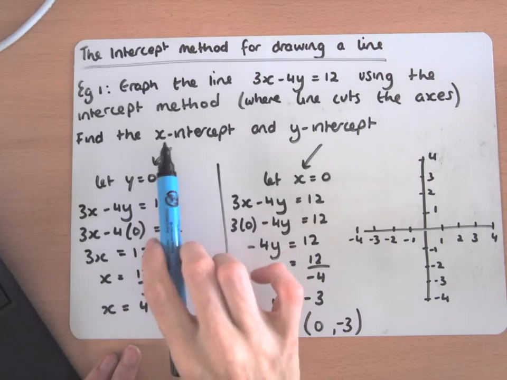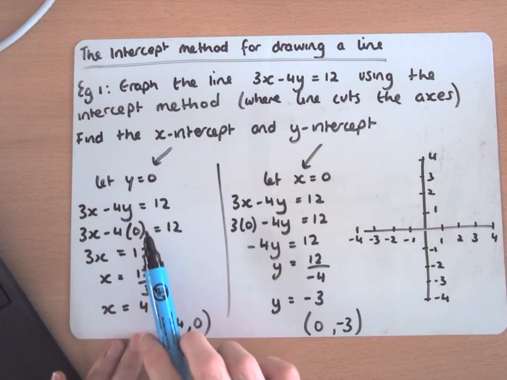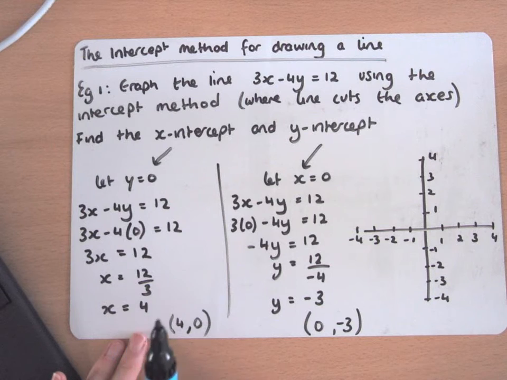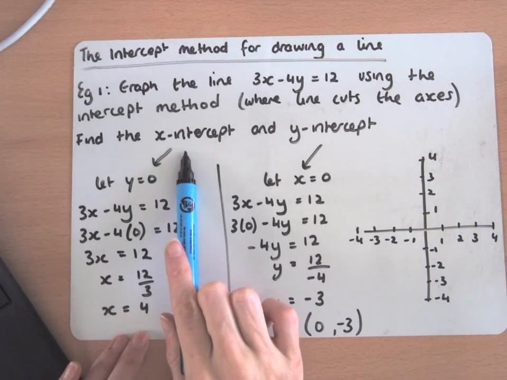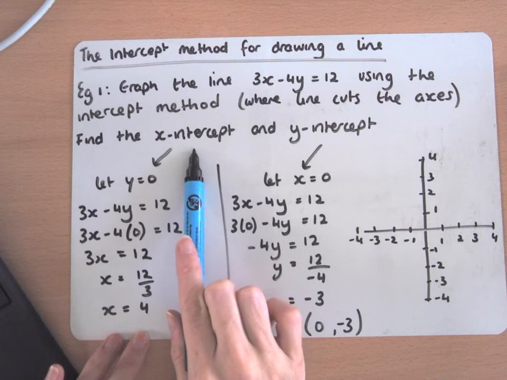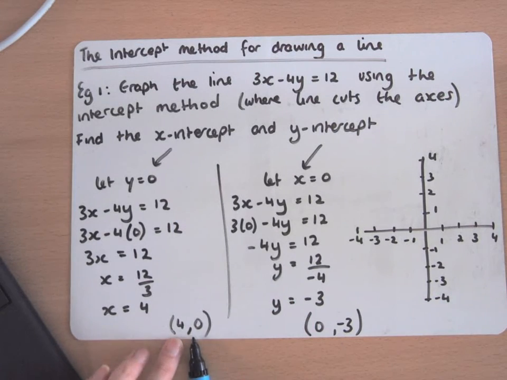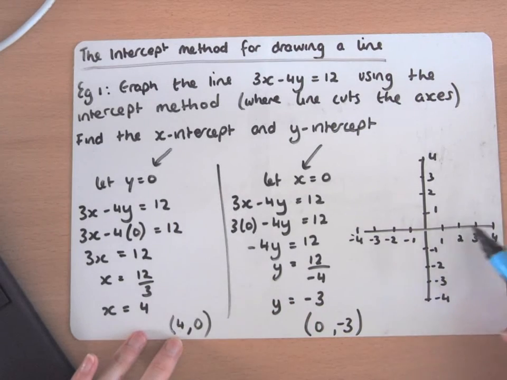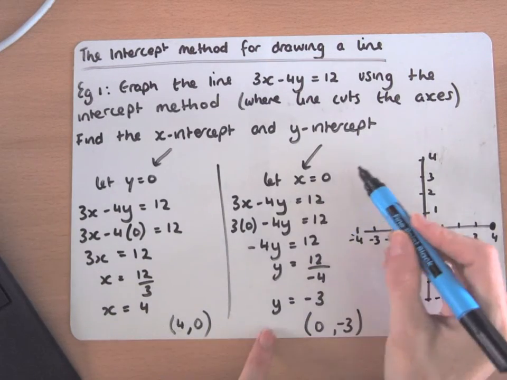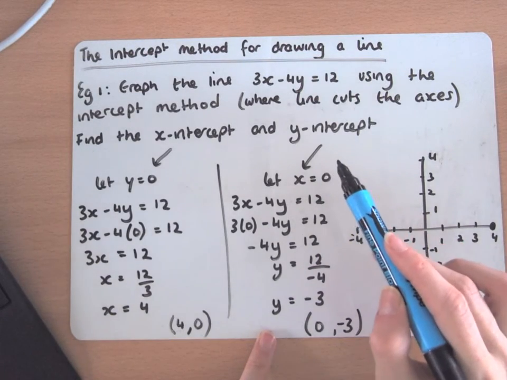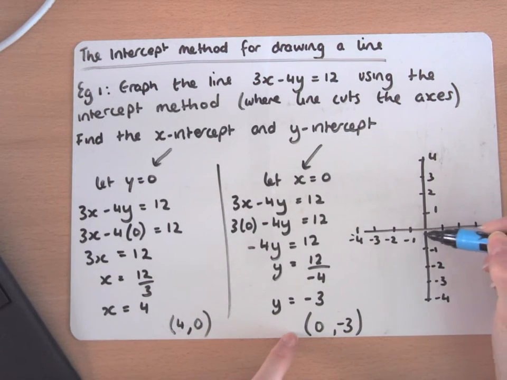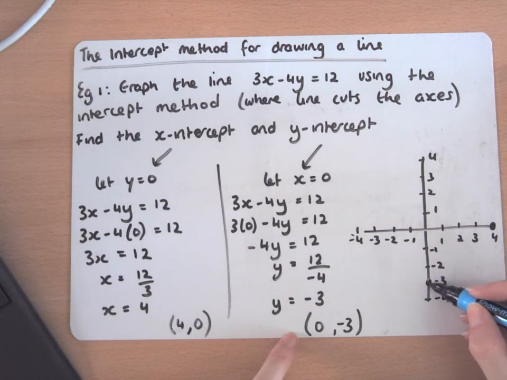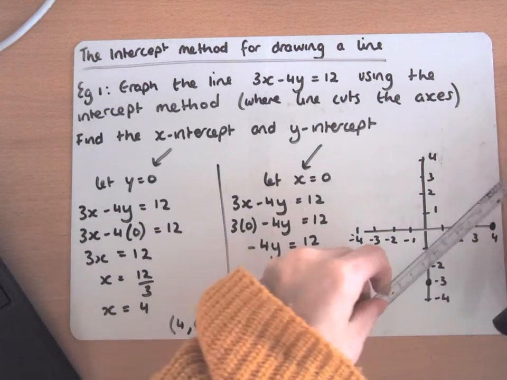So my x-intercept is where it cuts the x-axis. Can you all stop drawing for 2 seconds just while I plot them, and then you can go back to drawing, okay? X-intercept is where it cuts the x-axis, and it cuts the x-axis at 4, 0, over to 4, up 0. My y-intercept, where it cuts the y-axis, is 0, minus 3, over to 0, down to minus 3. And all we do is we draw a line between them.